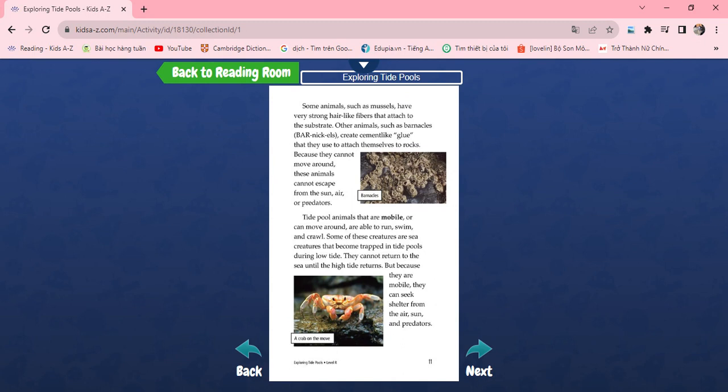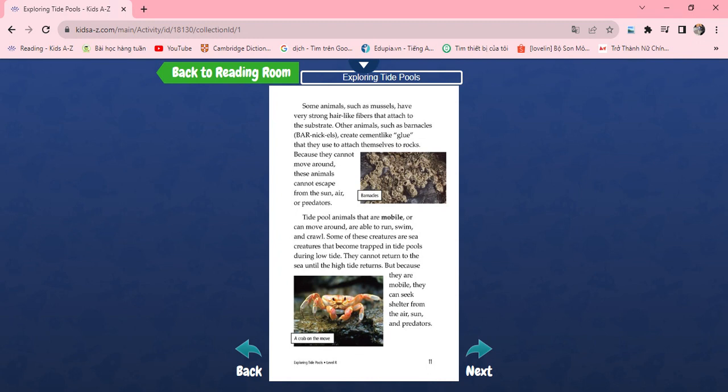Some animals, such as mussels, have very strong hair-like fibers that attach to the substrate. Other animals, such as barnacles, create cement-like glue that they use to attach themselves to rocks. Because they cannot move around, these animals cannot escape from sun, air, and predators.